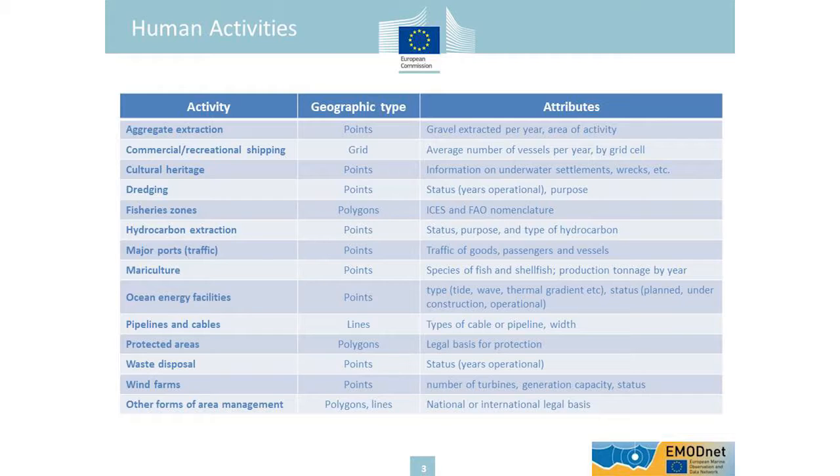Then you have major ports. We're providing data on traffic in major ports, on goods traffic, passenger traffic, and vessel traffic. The source of data is Eurostat, and this data set too is already available on our website. Mariculture, this is also very tricky because we are mapping mariculture areas and providing data on the species of fish and shellfish farmed and production tonnage by year.